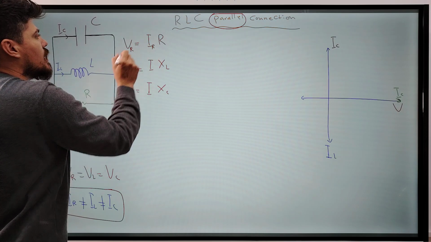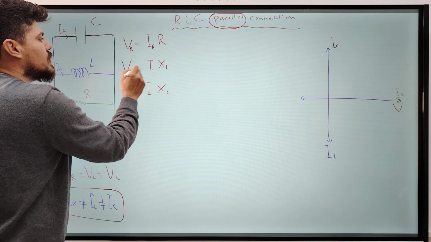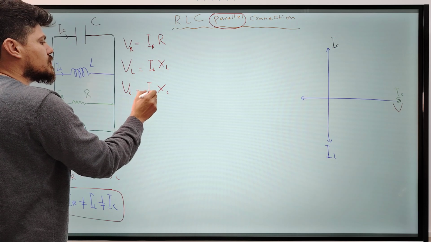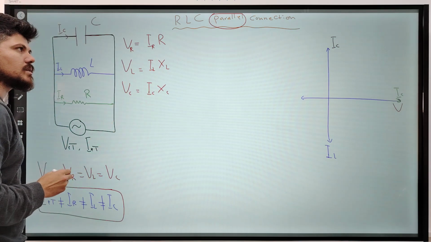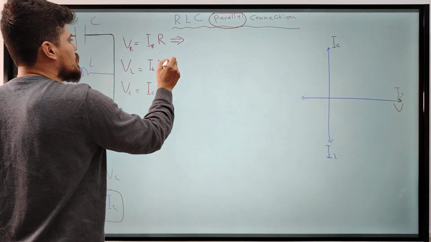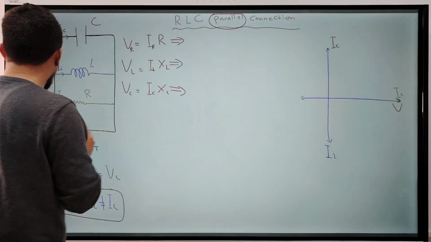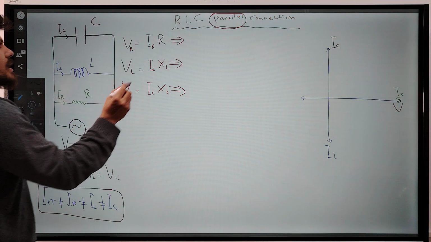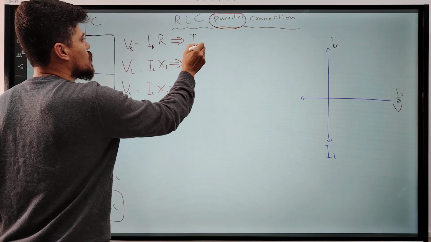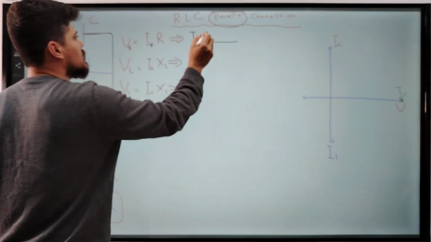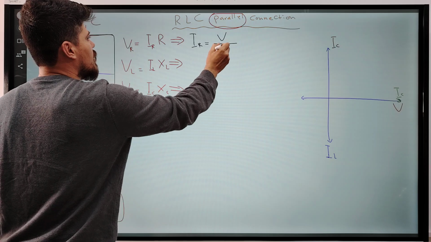V_R is equal to I_R times R. V_L, I_L times X_L. V_C, I_C times X_C. So if you rearrange the equation, you can find the magnitude of the current across the resistance is equal to what? Is equal to V over R.